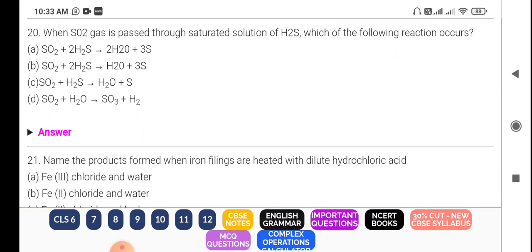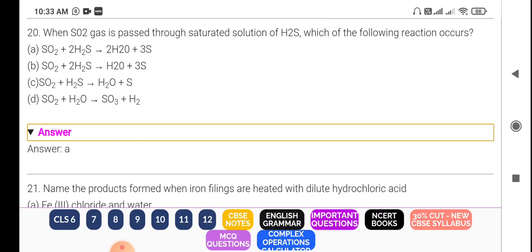Question number 20. When sulfur dioxide gas is passed through a saturated solution of hydrogen sulfide, which of the following reactions occurs? Okay, so here A is sulfur dioxide plus hydrogen sulfide, which forms water and sulfur separately. Sulfur dioxide, hydrogen sulfide, S2 plus 3S, sulfur dioxide. Here is the number of molecules. Which one is the balanced reaction? The answer is A, sulfur dioxide plus 2H2S gives 2H2O plus 3S.